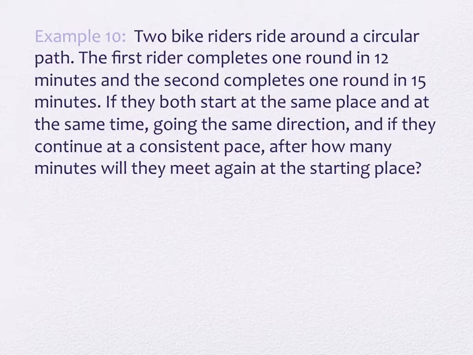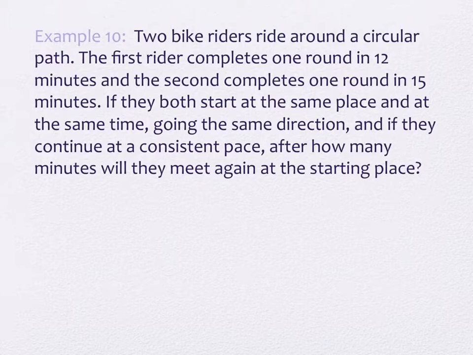Two bike riders ride around a circular path. The first rider completes one round in 12 minutes. The second completes one round in 15 minutes. If they both start in the same place, at the same time, going the same direction, and we got to have all that or none of this will work, okay? If they start at different times or they're going opposite ways, none of this is going to work. And if they go at a consistent pace, which means they don't get slower because they get tired, they don't take a break because they need water, okay, they got to keep going at that same pace. After how many minutes will they meet again at the starting place?